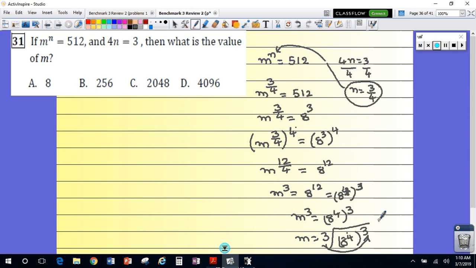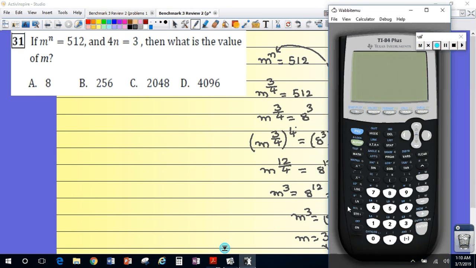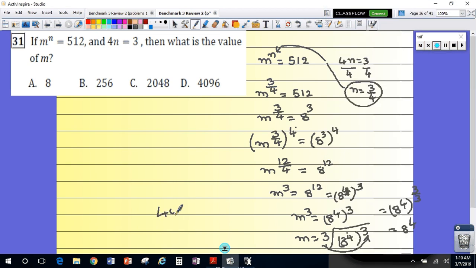So this 3 we have to bring it down here. So that is 8 to the 4th power to the exponent 3 over 3. So the answer is 8 to the 4th power. So here 8 to the 4th power equals 4096. So the answer is 4096.